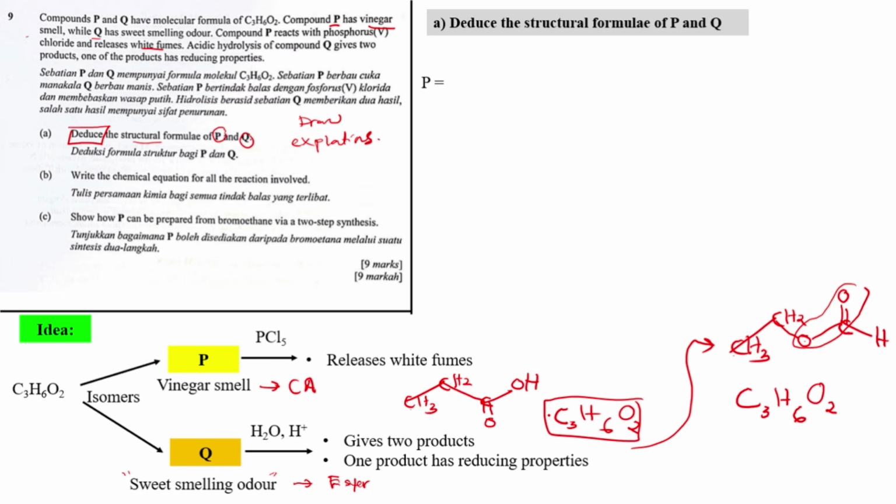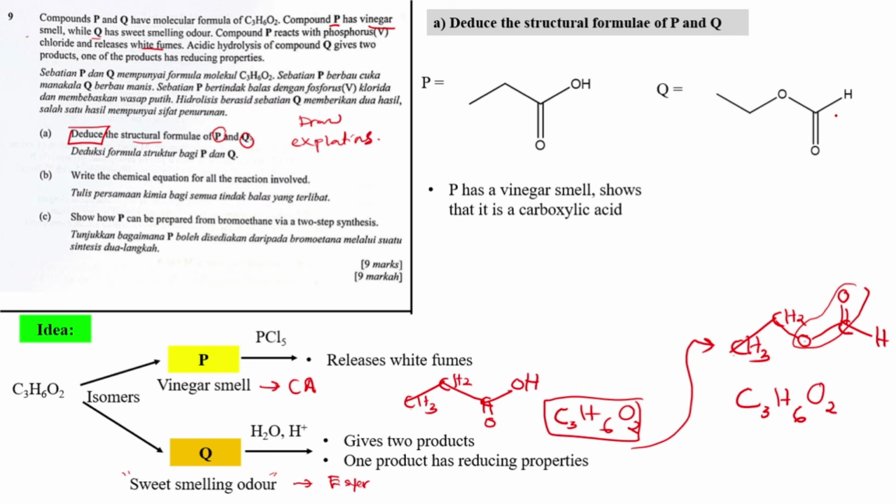So P is going to have a carboxylic acid part, which consists of 3 carbon, double bond O, OH representing a carboxylic acid, since it has a vinegar smell. Meanwhile, for Q, as mentioned, it is an ester. So it has the ester bond, okay? It has 3 carbon, and it's going to have a reducing property, because when it breaks down, it's going to have the alcohol group as well as the carboxylic acid group, okay?